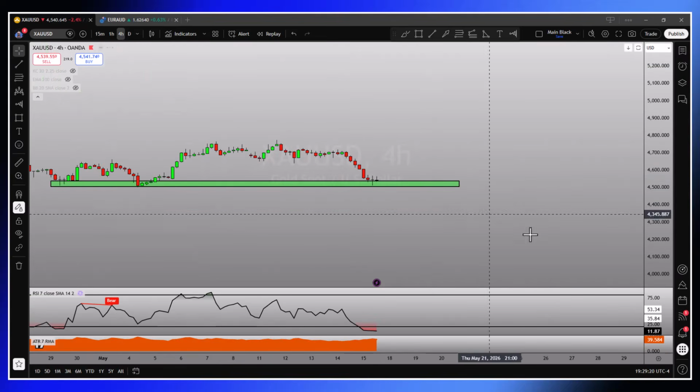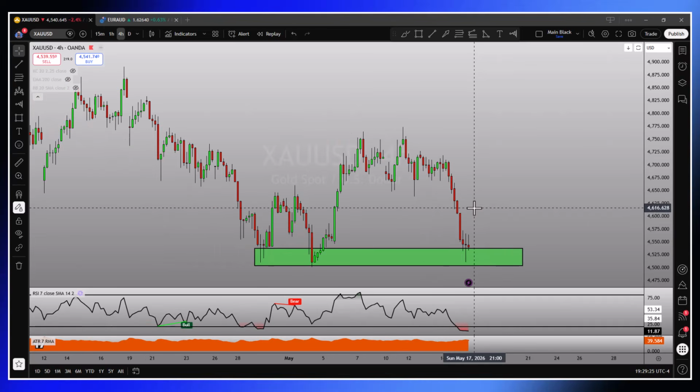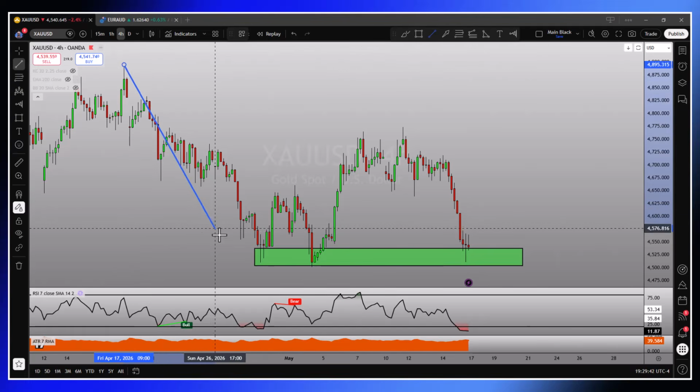But I do have something interesting to look at here on gold, going back to the four hour that caught my attention. We've spoken a lot about head and shoulders today and the traditional version of them. This could possibly be an inverted head and shoulders, which looks a little bit different. So what would happen is we would start with a move down.